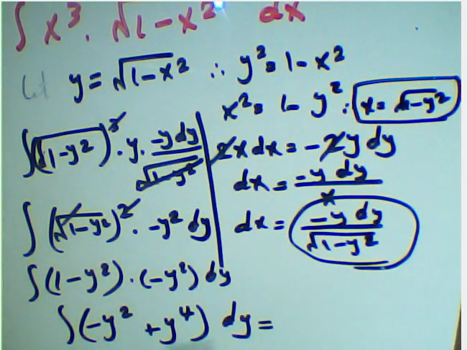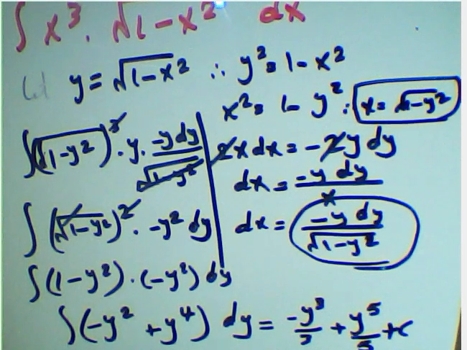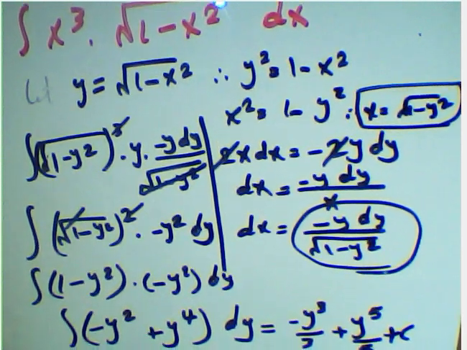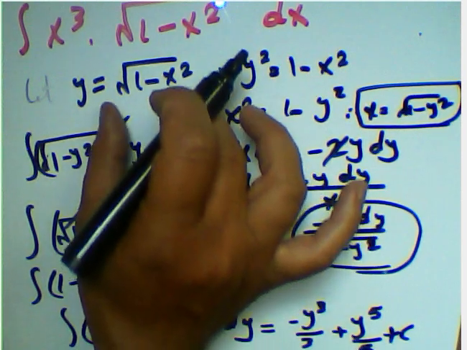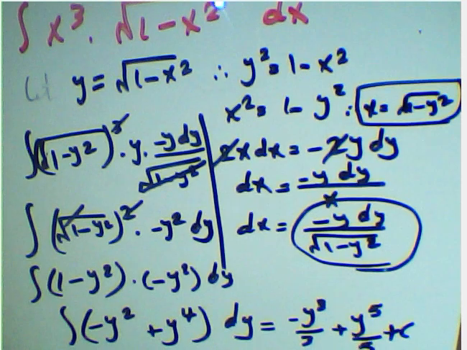And we can add 1 to the power and divide by the new power, divided by 5, plus a constant. And then you can change any y here and put the square root of 1 minus x power 2 here. For example.